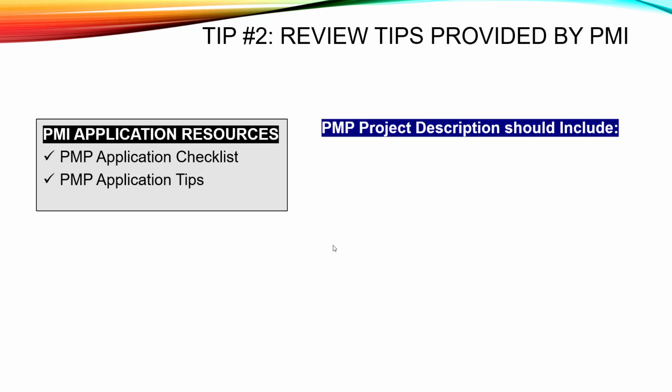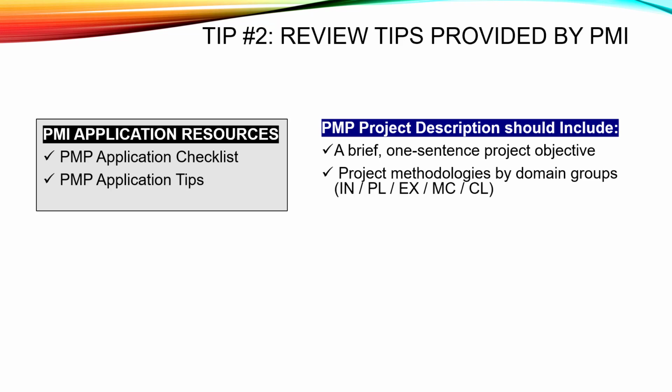What PMI is looking for in the PMP project description is the following. You need to have a brief 1-sentence project objective that describes your project. What is your project about? Then this is the main part where you need to include the project methodologies categorized by the domain groups, including initiating, planning, executing, monitoring and controlling, and closing. And finally, you want to have outcome statements. It can be very brief, such as the project completed successfully, and that's pretty much sufficient.